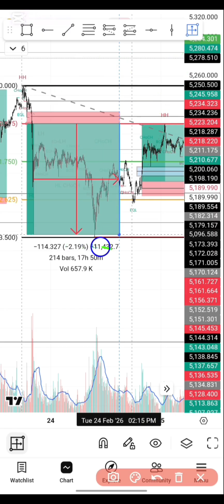This is the time it took to hit TP: 17 hours 50 minutes. This was the volume, and then it was 214 bars. But again, this was the number of change in pips.